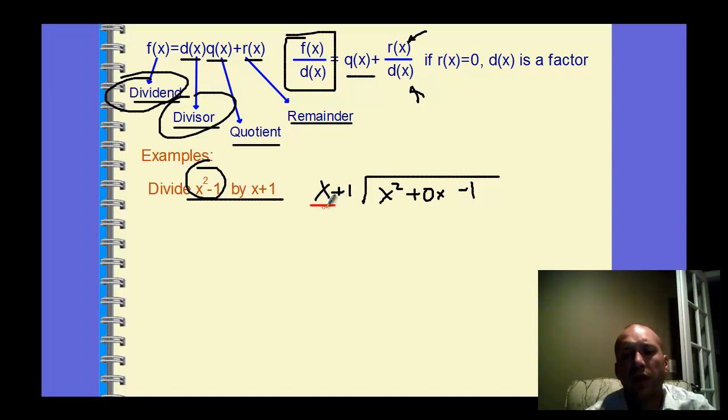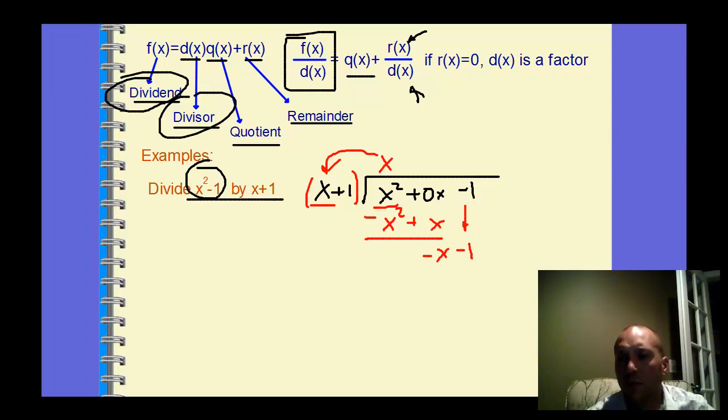So the process to go through is here we're going to take x times what value is x squared. To go from x to x squared, we need to multiply by an x. And so then I'm going to multiply this entire binomial by the x. If I do that, I get x squared plus x. I'm then going to subtract the two values here. So x squared minus x squared is 0. That's what we need to happen. This term with the biggest degree becomes 0 there. And then 0x minus x is negative x. Drop the next number, negative 1.